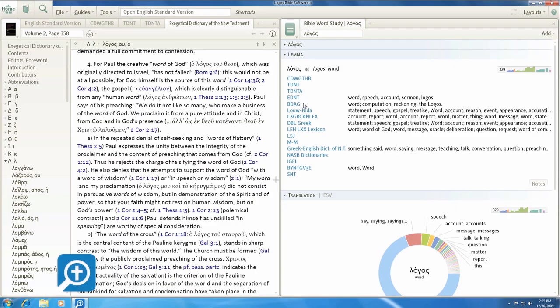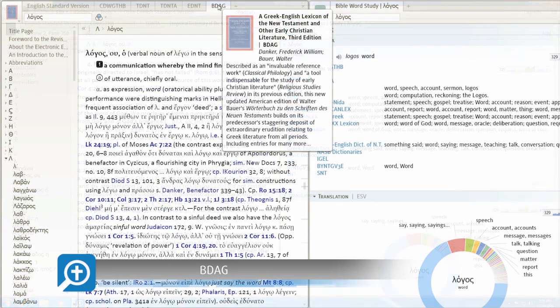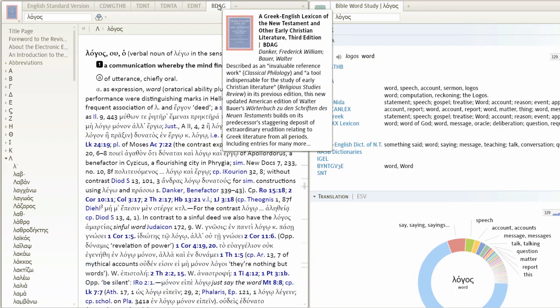Now, the next dictionary I want to look at here is abbreviated BDAG, but it actually goes by the fuller name of A Greek English Lexicon of the New Testament and Other Early Christian Literature. The abbreviation BDAG comes from the last names of the men who authored and edited the work, Bauer, Danker, Arndt, and Gingrich.